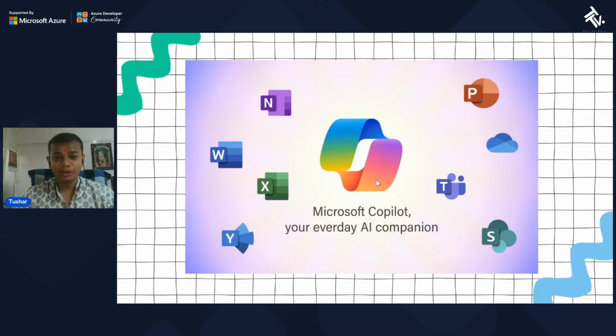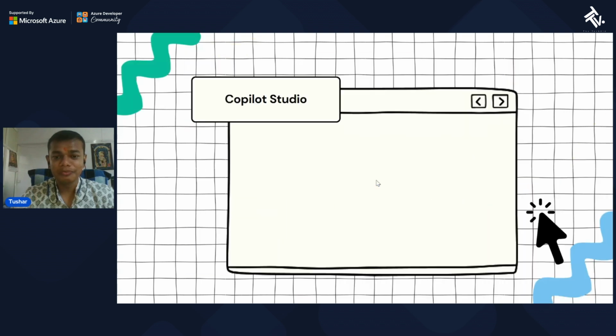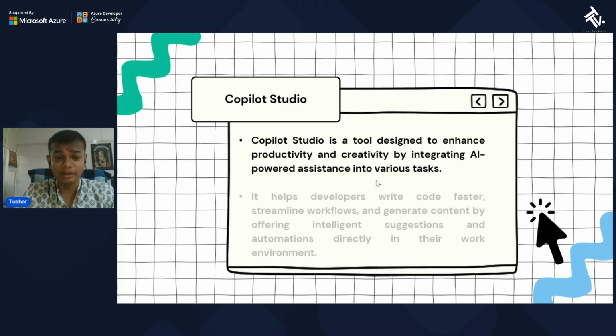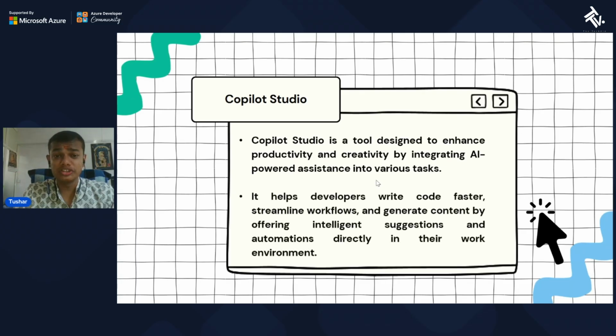So let us start with Microsoft Copilot. Basically, it's a graphical, low-code tool which can help you enhance productivity and creativity by integrating AI powered assistants into your various tasks. You can easily integrate Copilot Studio into various Microsoft tools available. It helps developers write code efficiently and faster. You can debug your code. You can help to streamline your workflows. You can use Copilot for content generation, image generation, and it also offers intelligent suggestions and automation directly to your work environment.